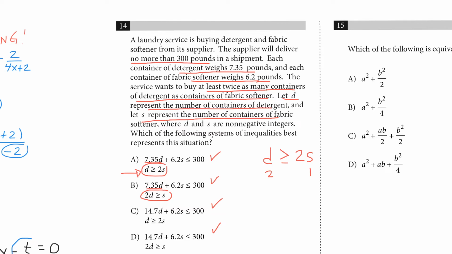And sometimes this particular inequality is a little bit difficult for students because it says that D is twice as many, so they pick 2D greater than S, and that's incorrect. It might be useful to plug in some numbers. If S is 1 and you find out that D is 2, and 2 is twice as many as 1, then that tells you that the answer here should have been answer A for number 14.